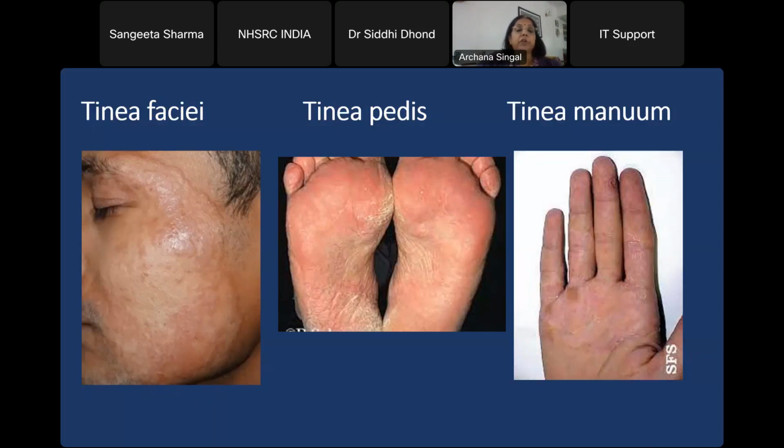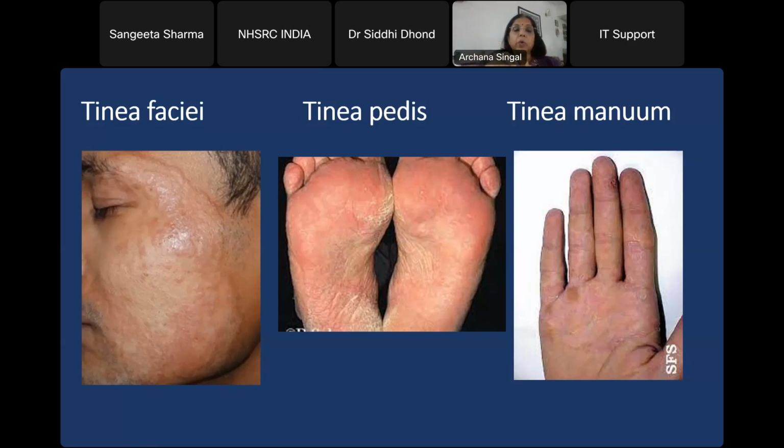So these are tinea faciei. When the lesion occurs on the face, you can see the raised margin here and central clearing. This is because patients, to become fair, apply many creams which contain steroid, and steroid will cause a decrease in the local immunity, and dermatophytes are always there in the environment. They are ubiquitous, meaning they are always present everywhere.